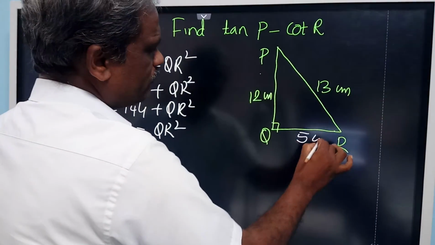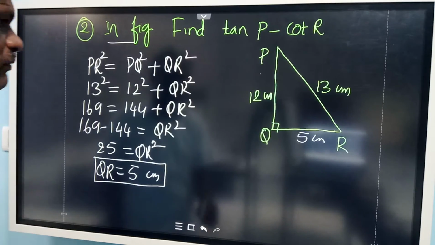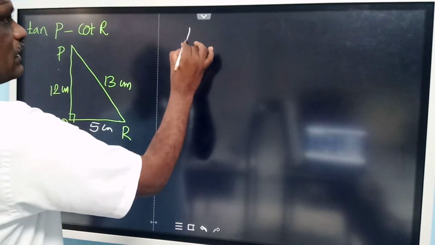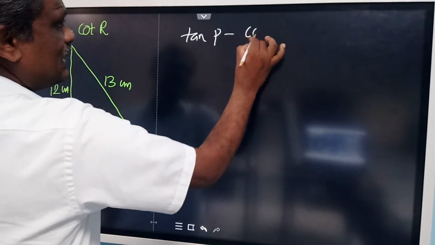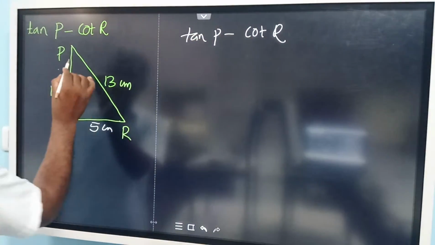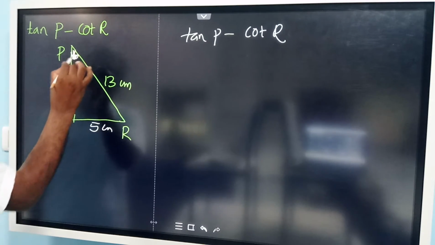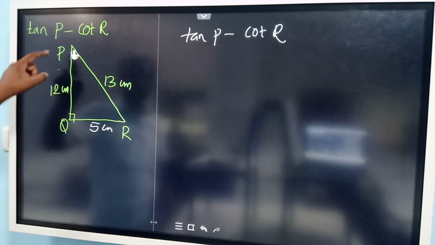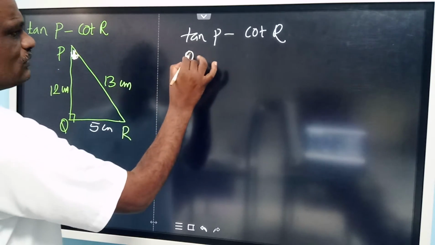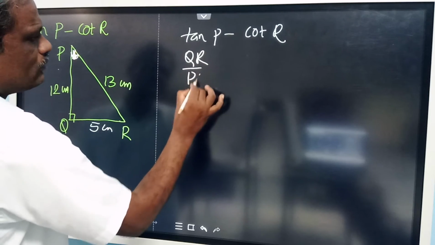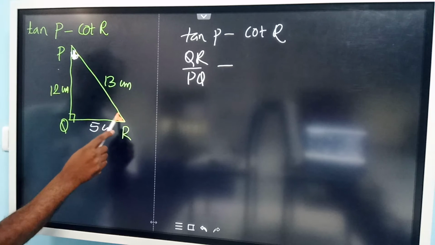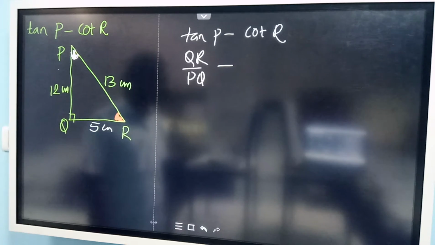Once you find all three sides, you need to find tan P minus cot R. So let us write what is tan P minus cot R. With respect to P, what is tan P? Opposite side by adjacent side, QR by PQ. You write this ratio QR by PQ, minus, with reference to angle R, cot. What is the ratio of cot of angle R?